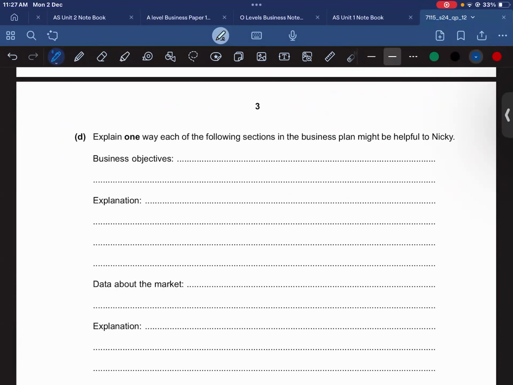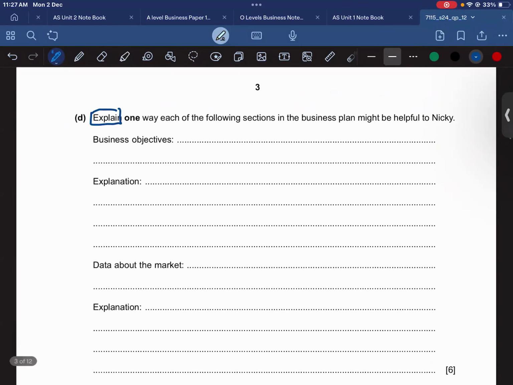Moving on to another question, that is explain one way each of the following sections in the business plan might be helpful to Nikki. So again, the case study's name is in the question. So you have to give the application, you have to give the one way. So basically, this will be the knowledge. And of course, each of the following section might be helpful. So might be helpful will be your analytical part. That means you have to tell how this will be a benefit or helpful for the particular business.